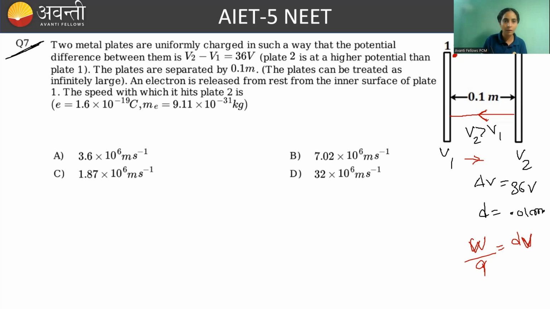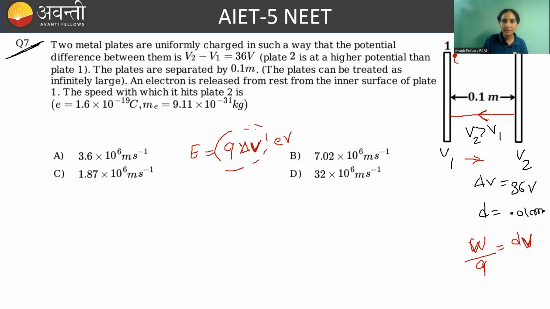So this is the whole concept. And I've also told you how you will write the energy. So energy gained by a charged particle, in this case, will be q delta V. And this energy will be in the unit of electron volt, right? And if we have to convert this energy into joule, we will multiply it with 1.6 into 10 to the power minus 19 coulomb. Okay, so that thing we are going to do now. What is the speed with which it hits plate 2?